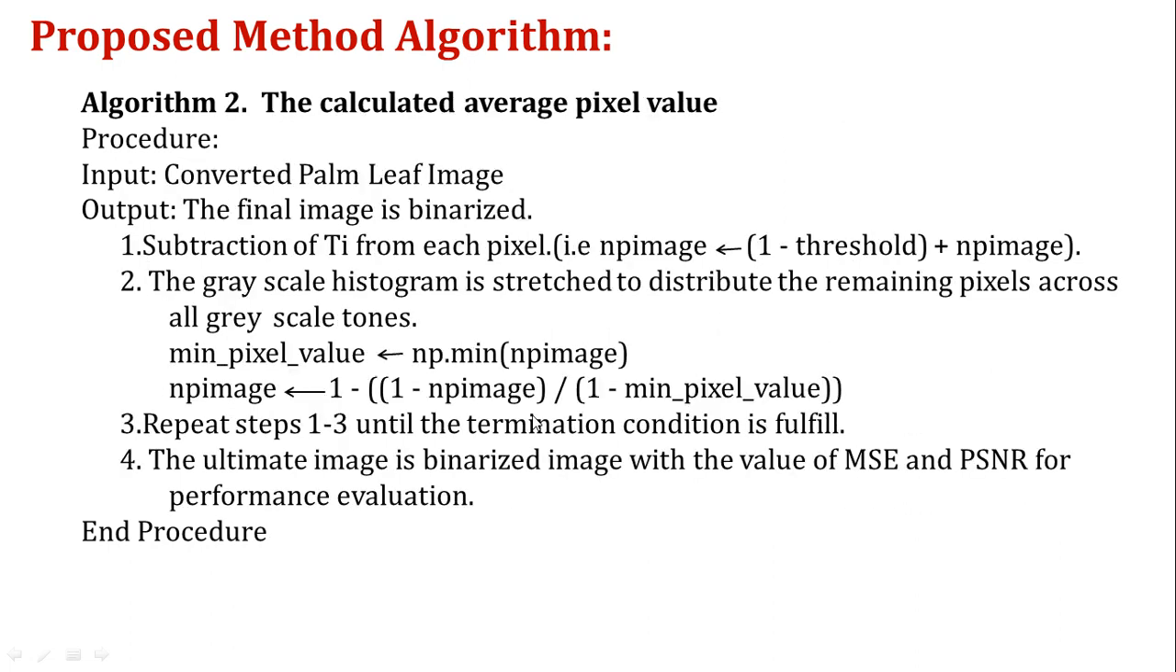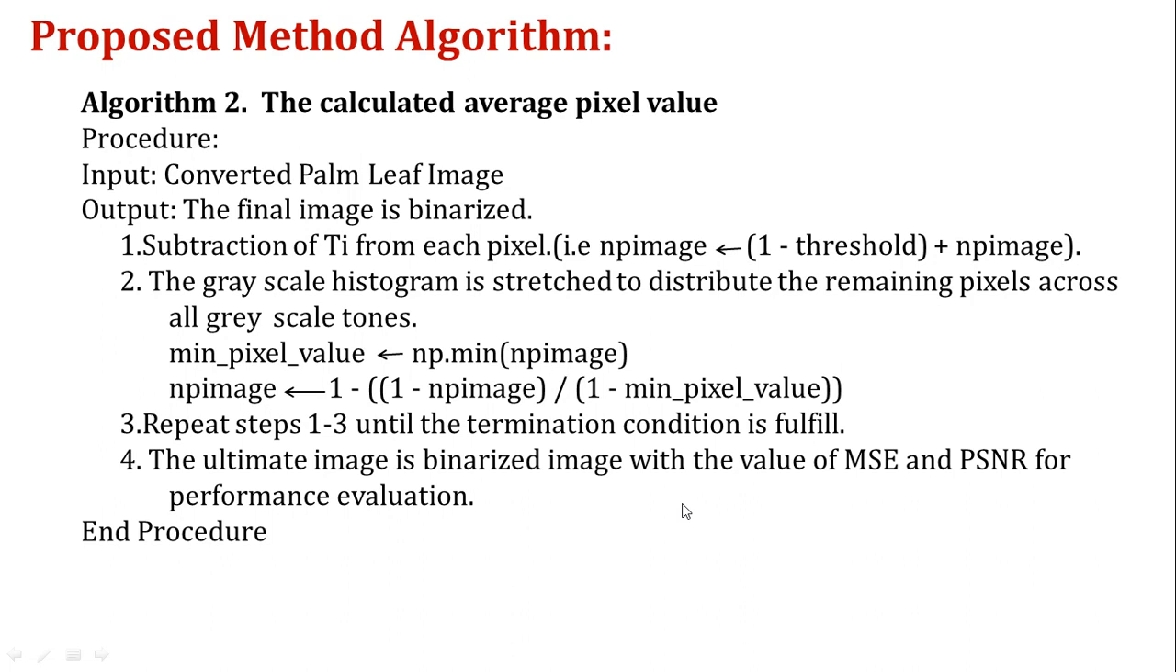In the second one, we convert the palm leaf image, and the final image will be a binarized image, subtracting ti from ti minus 1. In the formula, the numpy array is equal to 1 minus thresholding plus np image, and the grayscale histogram is structured to distribute the remaining pixels across the grayscale. So we find the minimum pixel value with the np image, and we get 1 minus np image divided by 1 minus the minimum pixel value. Repeat steps 1 to 3 until the termination condition is fulfilled. The ultimate image is a binarized image, with the values of MSE and PSNR for performance evaluation.